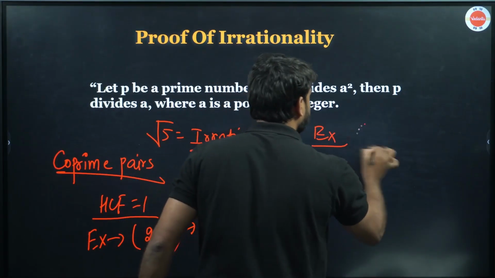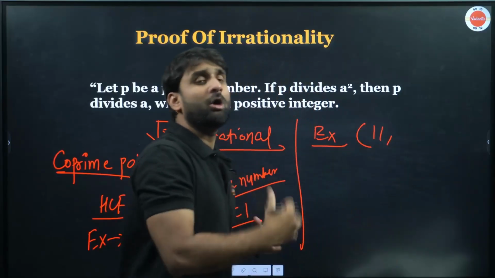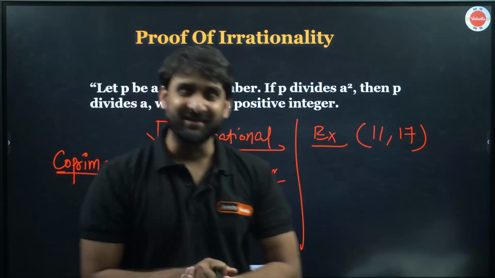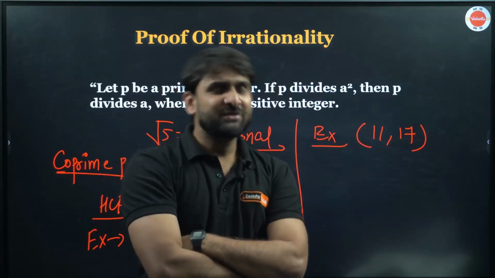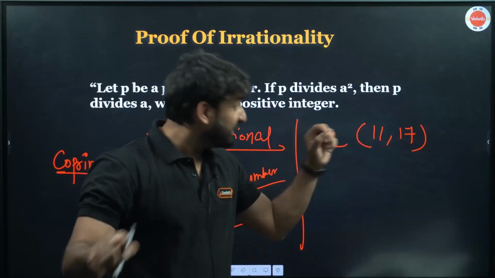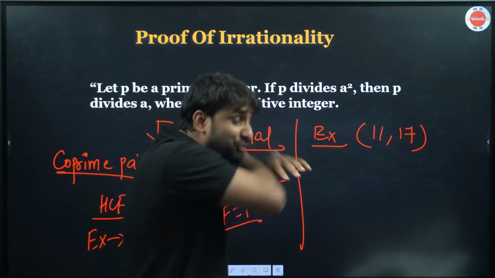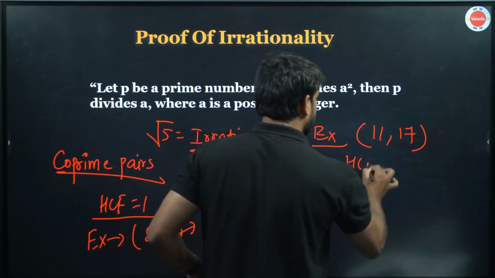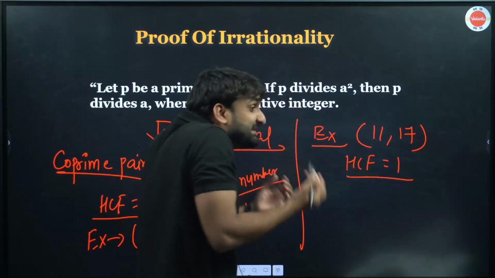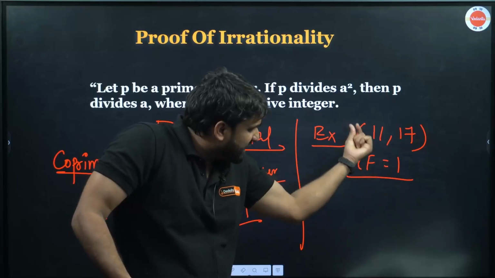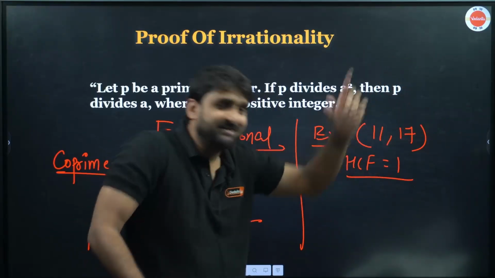If I ask you, find out the common factor for 11 and 17. Is there any number which can divide these two? Which can divide these two, I'm asking, not only one. So no, there is no number which can divide both. Only 1 is there. HCF will be 1. So it means that if the HCF is 1, 1 is the only number which can divide 11 also and which can divide 17 also.